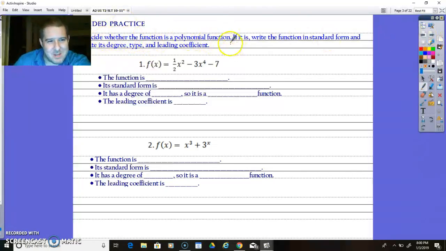All right, decide whether the function is a polynomial. Write the function in standard form. And then find its degree, its type, and its leading coefficient. Is this function a polynomial? So let's see. 1/2 is real, negative 3 is real, negative 7 is real. So far, so good. 2 is a whole number, 4 is a whole number, and this is really x to the 0th power since there is no x here, and 0 is also a whole number. So this function is a polynomial.